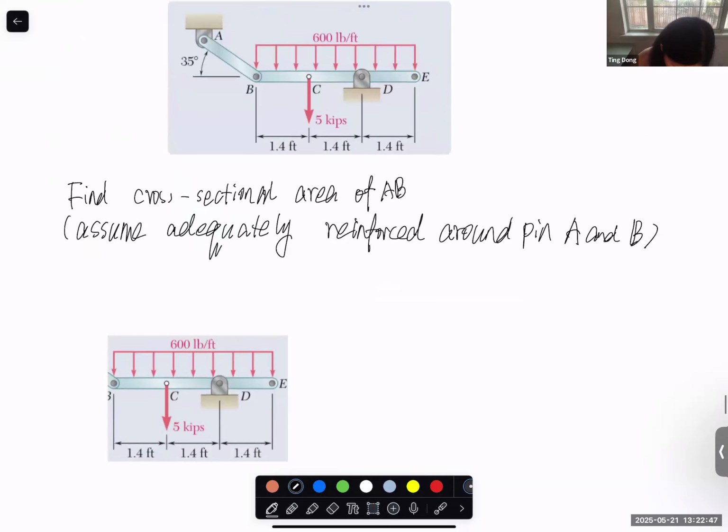So let's say we have AB. We don't know the direction. Let's assume it's in this direction, doesn't matter. If we get a negative value, it means it's in the opposite direction. So let's say this is the force applied by the AB link to the pin joint B.